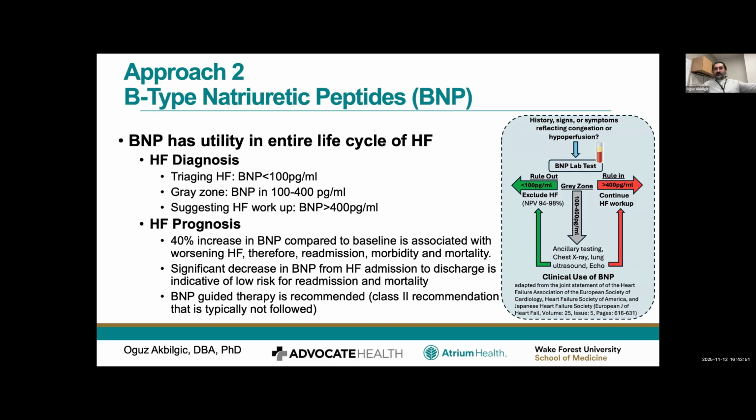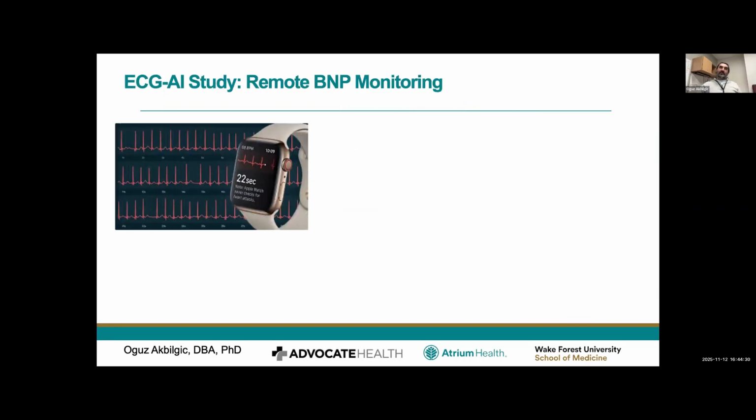So another approach: what about a patient who doesn't come to annual exams, who doesn't get 12-lead ECGs, but who already has an Apple Watch? There's this BNP test, again a biomarker. You do a blood test. If it is less than 100, you are good. If it is more than 100, depending on how high it is, it may be a strong indicator of heart failure. It has utility not only in heart failure detection but also in prognosis. It shows worsening heart failure: the higher it is, the higher the filling pressure, which means your heart failure may be getting worse.